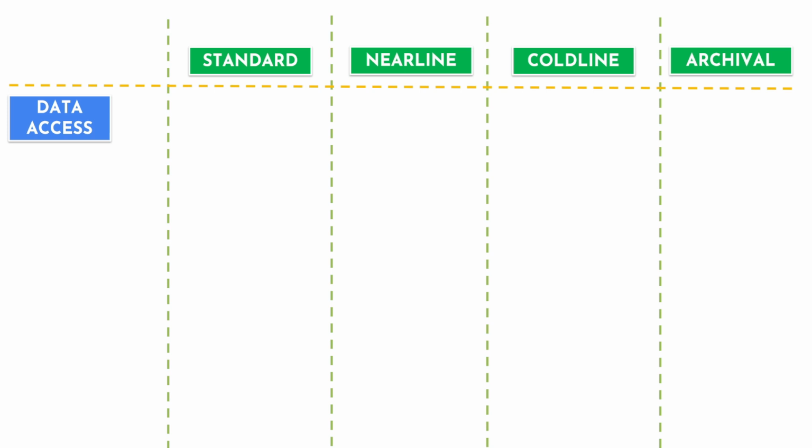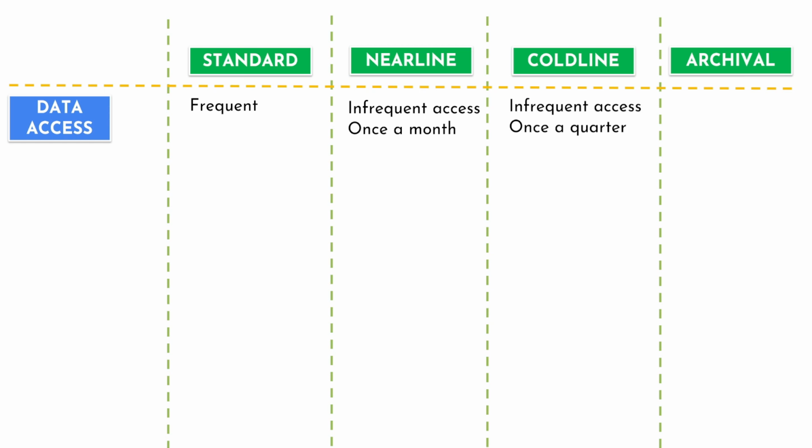So first is data access. The standard storage class is used to store frequently accessed data. Nearline storage is used to store data that is infrequently accessed, typically once a month. Coldline storage stores data that is also infrequently accessed, but even less frequently than nearline storage, such as once a quarter. And as the name suggests, the archive storage class stores data which is accessed rarely after it's been created, typically once a year.